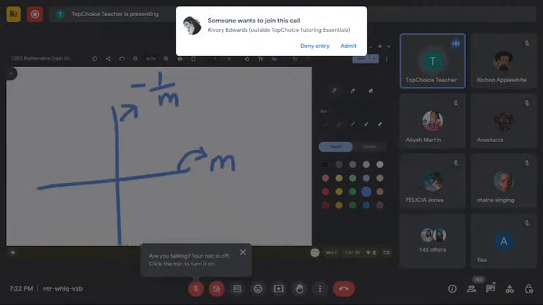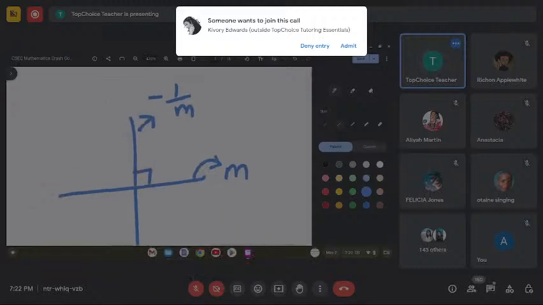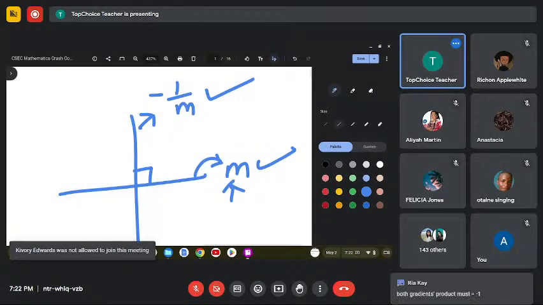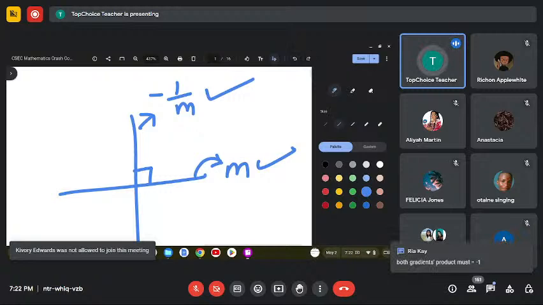This is a rule for perpendicular lines. If we know the gradient of a line, we could easily figure out the gradient of a perpendicular line by flipping the gradient we know and changing the sign. Did anybody here ever hear of this before?